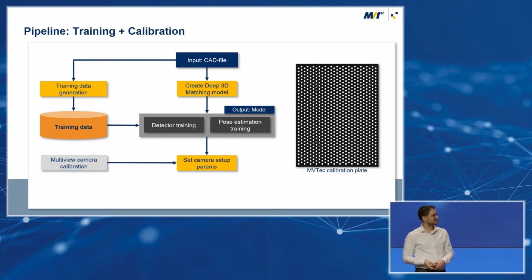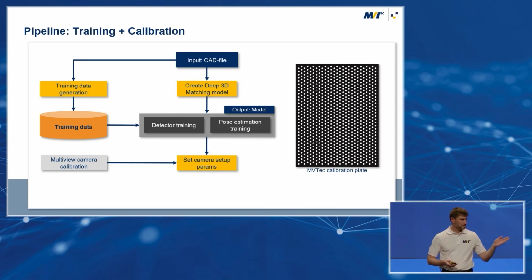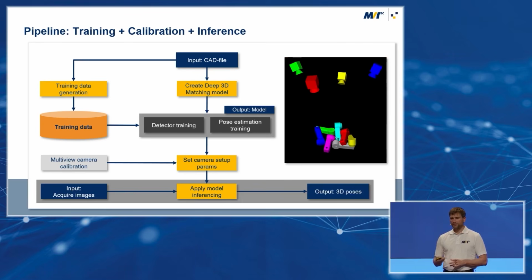After having the model with both neural networks inside, we just do our calibration very fast. In this case it was 1 minute, taking 10 pictures of the 4 cameras, the same field of view, with the MVTec calibration plate, and we combine the positions of the cameras with the model. And finally, we can start with the inferencing. We take the images, we put them into our inference, and finally, we get the poses. So that's it.